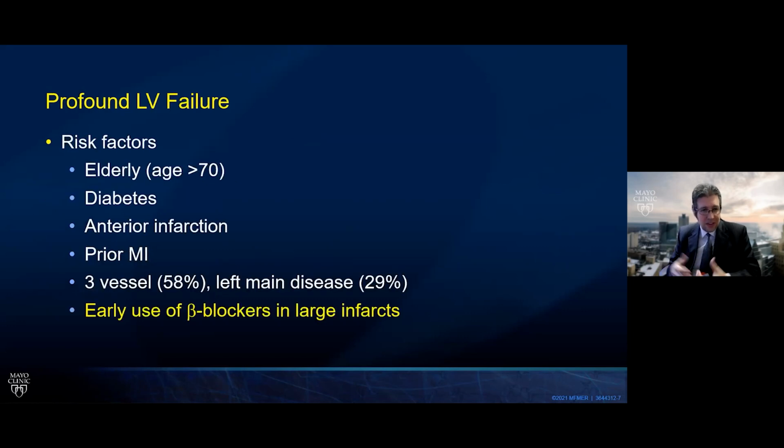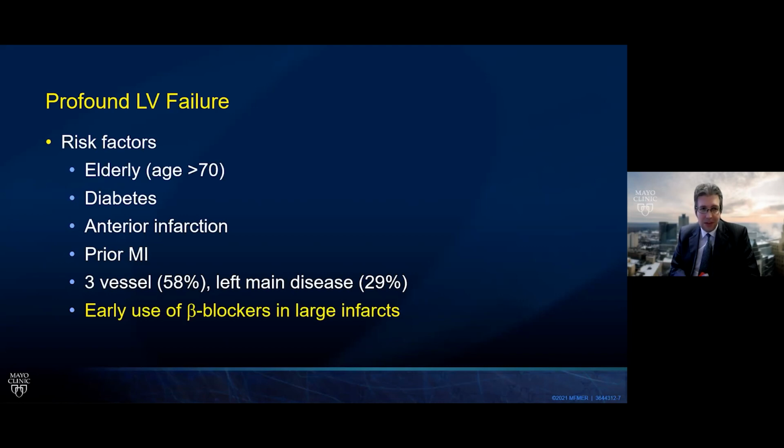When we see these patients, they tend to be older patients, those with less reserve. They tend to be diabetics with anterior infarct, as we mentioned. And if they've had a prior myocardial infarction, they've already lost some myocardium, it takes less incremental loss to get to that 40% threshold that causes profound LV failure.